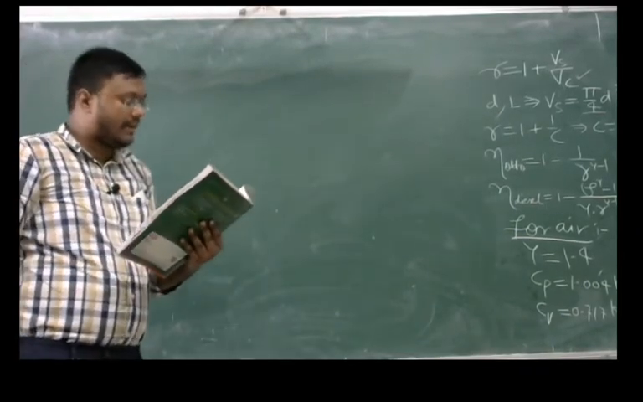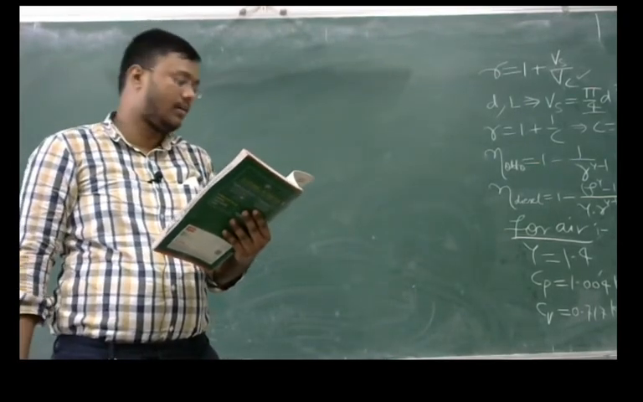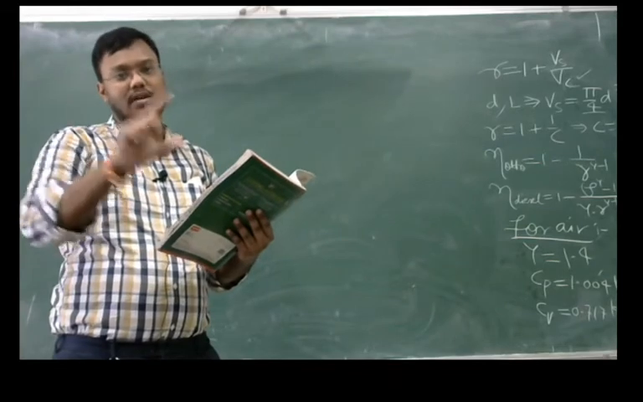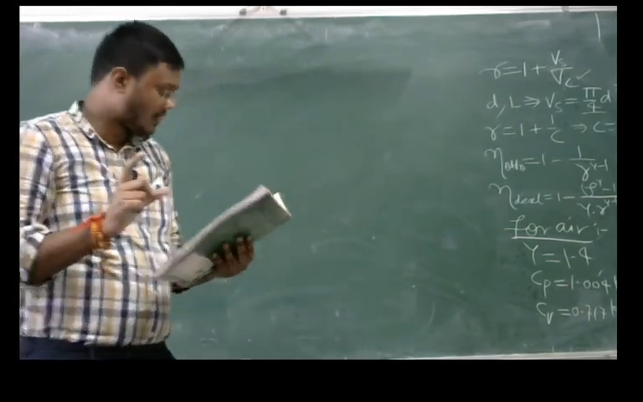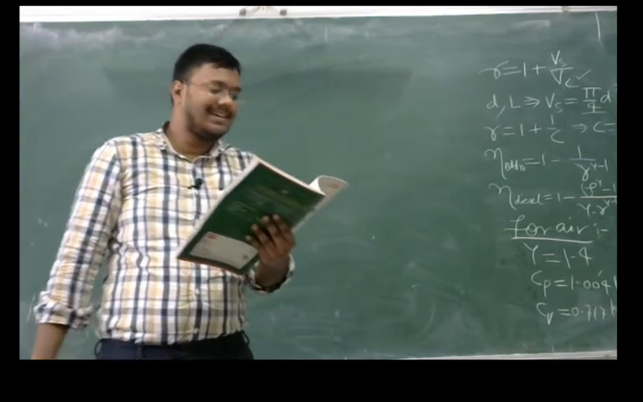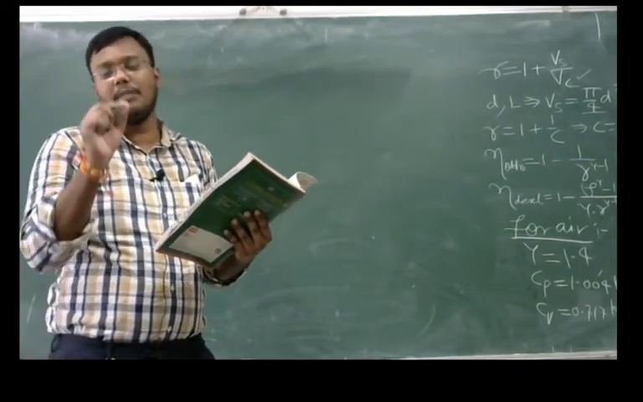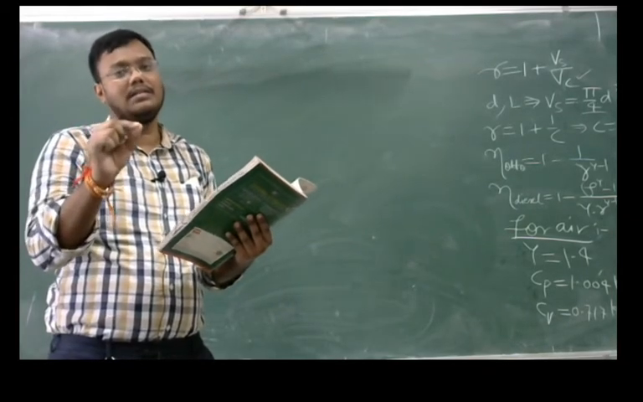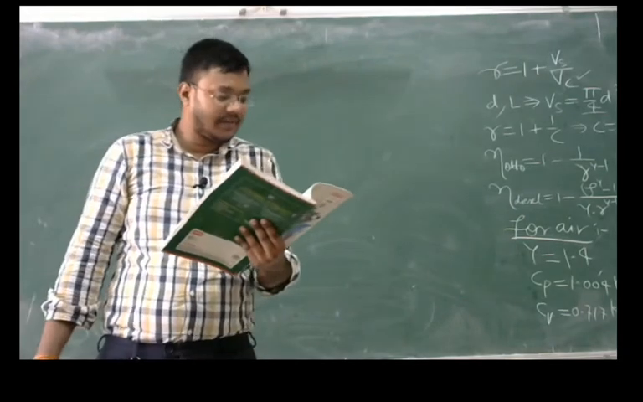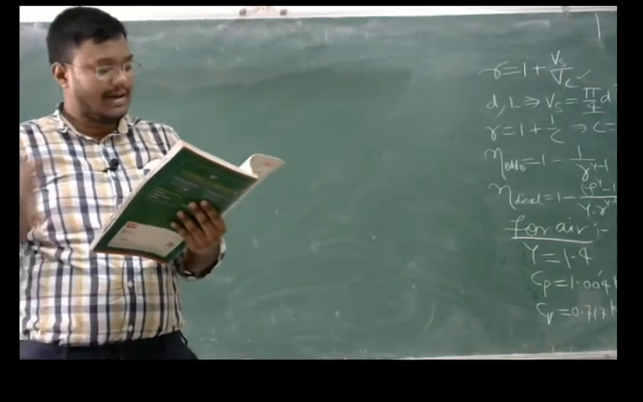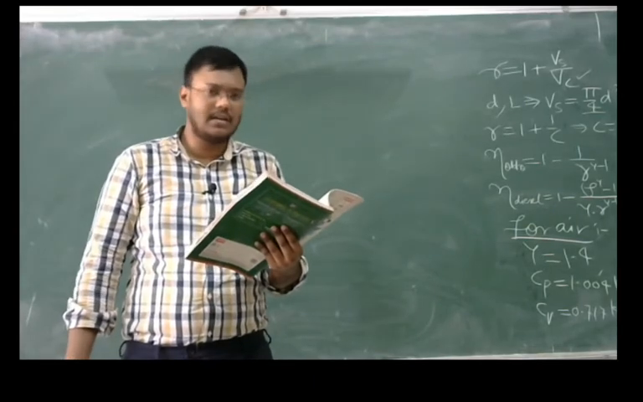An engine working on Otto cycle has the following condition. There is an engine which works on Otto cycle, and some conditions are given in the question. The pressure at the beginning of compression is 1 bar. The pressure at the end of compression is 11 bar. This data is given in the question.